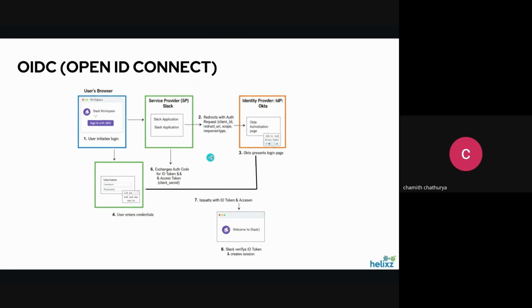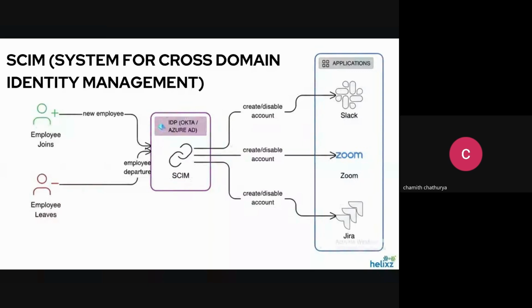Then the service provider exchanges the authorization code for an ID token and access token. The identity provider gives the ID token and access token to the service provider. Then the service provider verifies the ID token and creates the user session. Okay.